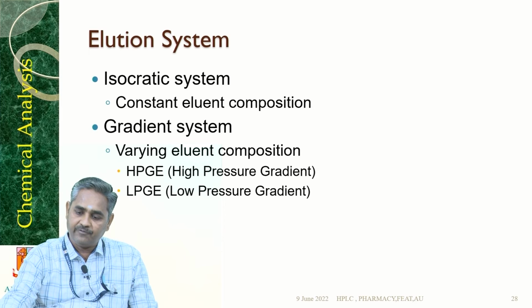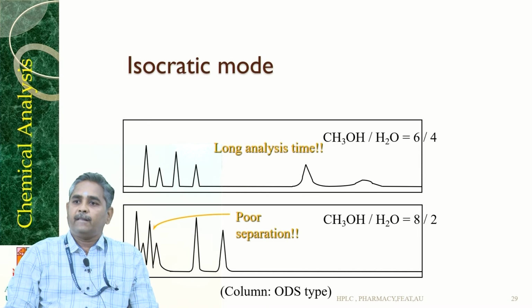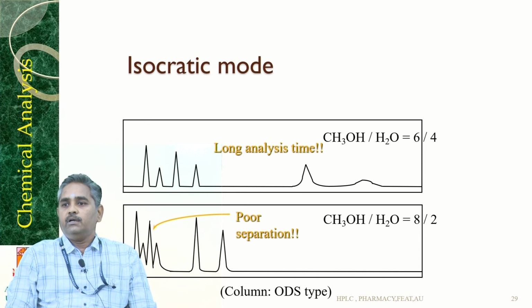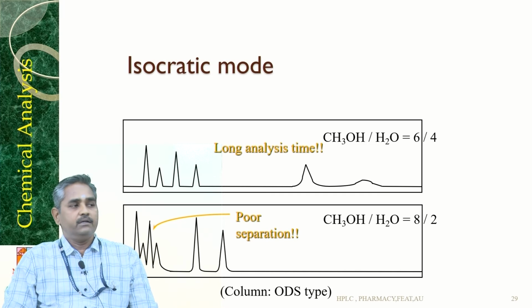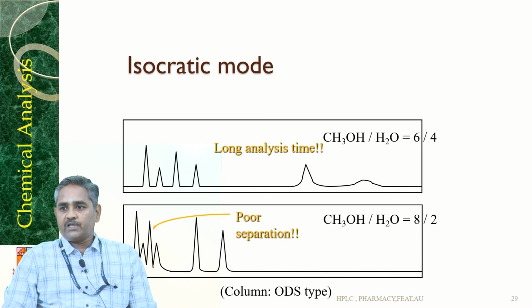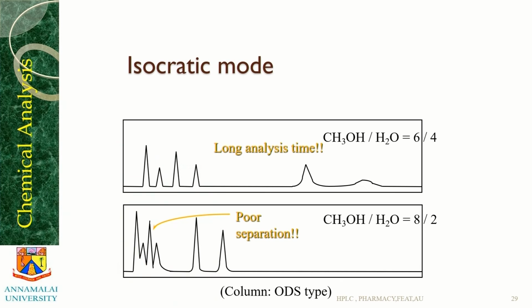In isocratic mode, a long analysis time is taken, that is 60-40 methanol and water, and there is poor separation, because only one type of solvent we are using, methanol and water, the separation is very poor. You can see there is no baseline separation present in the chromatogram. The column which is used is ODS, octadecyl silane type.